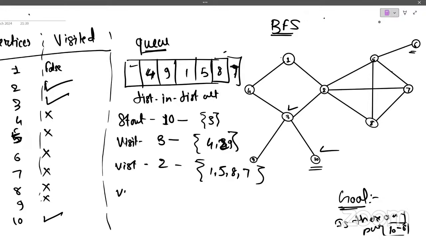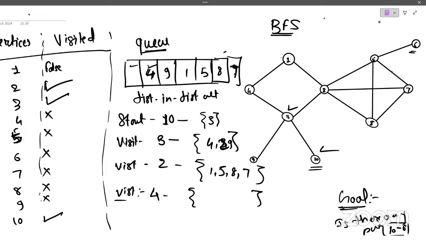Now, what is the next member in our queue? The queue says first in, first out. These members came after we entered 4 and 9, so now I will process 4. I'll visit 4 and list down its neighbors. Its neighbor is 1, but 1 is already listed because it is a neighbor of 2, so I'm leaving it.